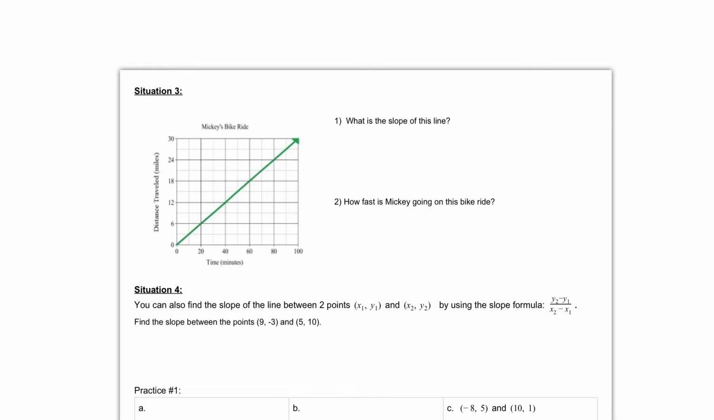In situation 3, we are looking at Mikey's bike ride, and we are comparing the distance traveled in miles to the time that he goes in minutes. So number 1 is asking, what is the slope of this line? In order to find the slope of the line, we need 2 points, and we can use any 2 points that we want. So let's just choose any random point.